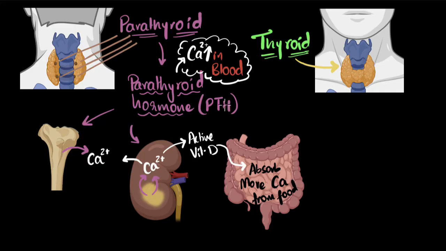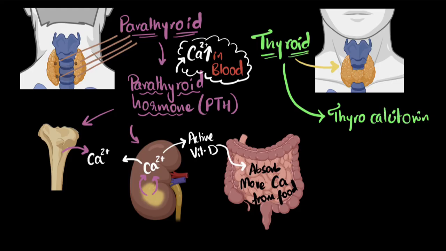But now we may ask, what if the calcium levels in the blood have increased? Well, the parathyroid detects that and it stops producing PTH, which means all these activities stop. But guess what? We care so much about the calcium levels in our blood that we have another hormone. This time, the thyroid gland is going to secrete another hormone that's going to affect the calcium. This hormone is called calcitonin.